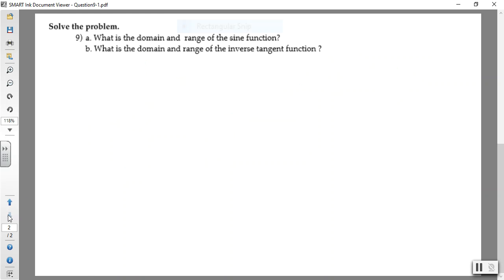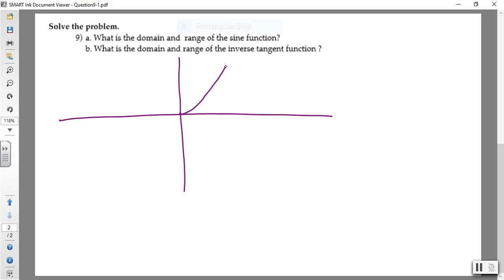What is the domain and range of the inverse tangent function? Well, before we look at the inverse tangent function, let's talk about the tangent function. Well, we all know that the tangent function is an increasing function. We all know that the tangent function is undefined at every odd multiple of pi over 2. So we have an asymptote there.